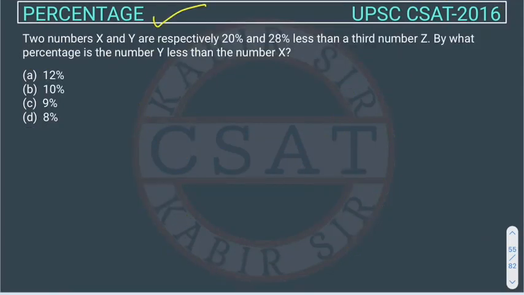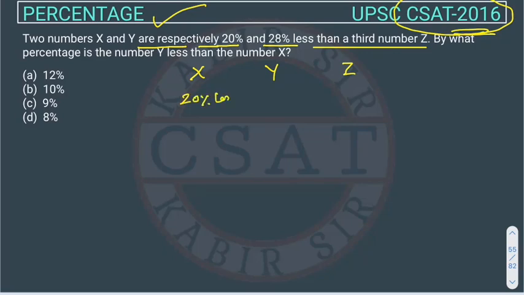This is a question of percentage asked in UPSC CSAT exam 2016, right? So the question is: two numbers X and Y are respectively 20% and 28% less than the third number Z. So there are three numbers X, Y, Z, right? So X is 20% less than which number? Z, and Y is 28% less than Z, right? And Z has some number, right? So let's assume Z is 100.